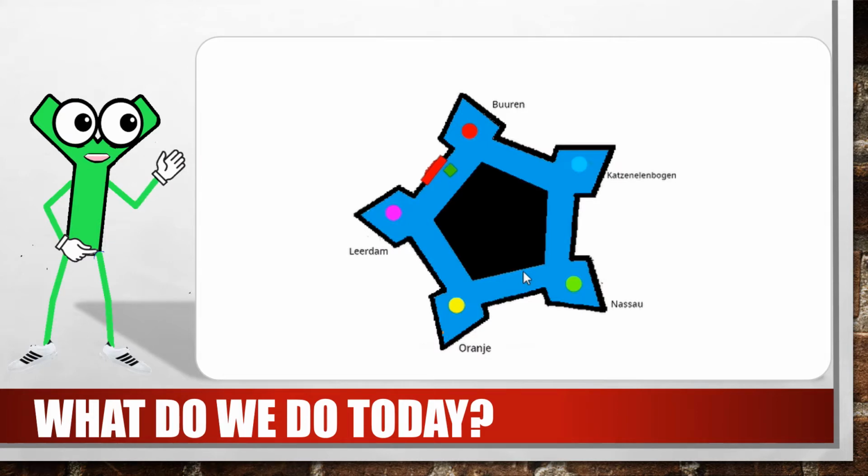Hello there and welcome to lesson 21 in the series to learn programming in Scratch. Today you will use the arrow keys on your keyboard to move a sprite to the 5 bastions of the Castle of Good Hope in Cape Town.